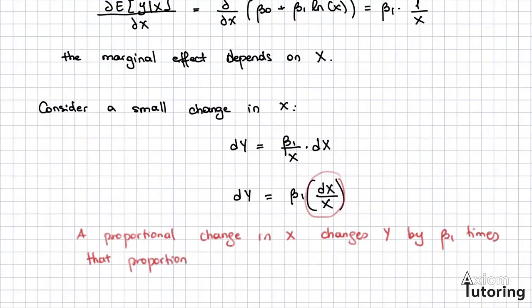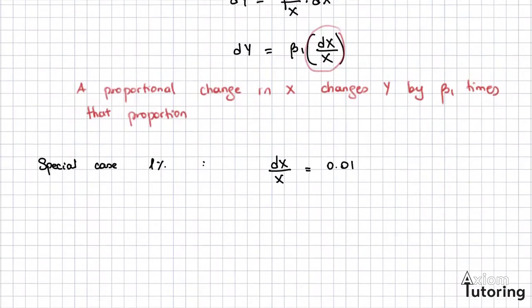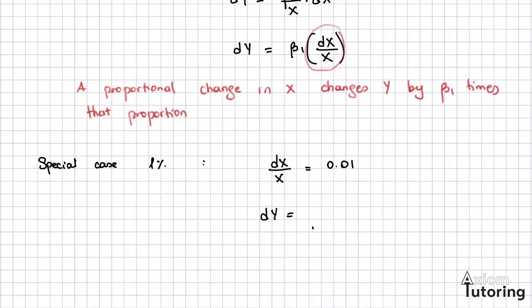Now, let's look at a special case, which is 1%. Because as you know, when we do our interpretations, we're always referring to a 1 unit increase, or a 1% increase in x. So what's going to happen in this case? Well, dx over x, if I'm talking about 1%, is simply 0.01. So what that means is ultimately that my dy is equal to beta 1 times 0.01, which is the same as saying beta 1 over 100. So that's the rule, that's where it comes from.